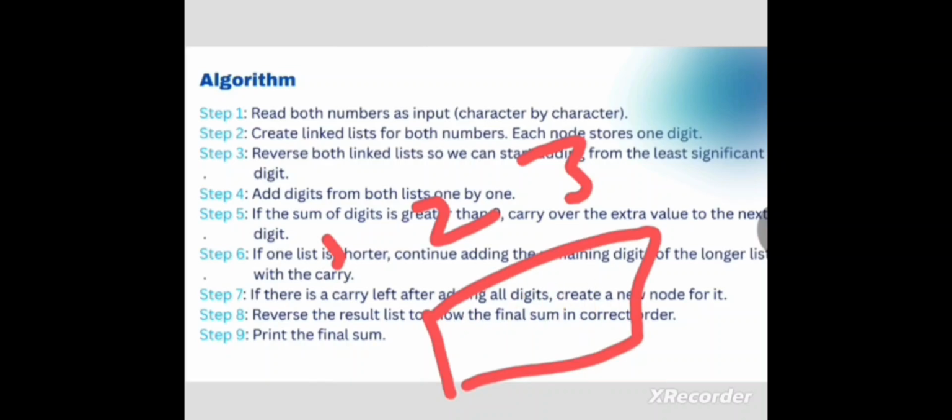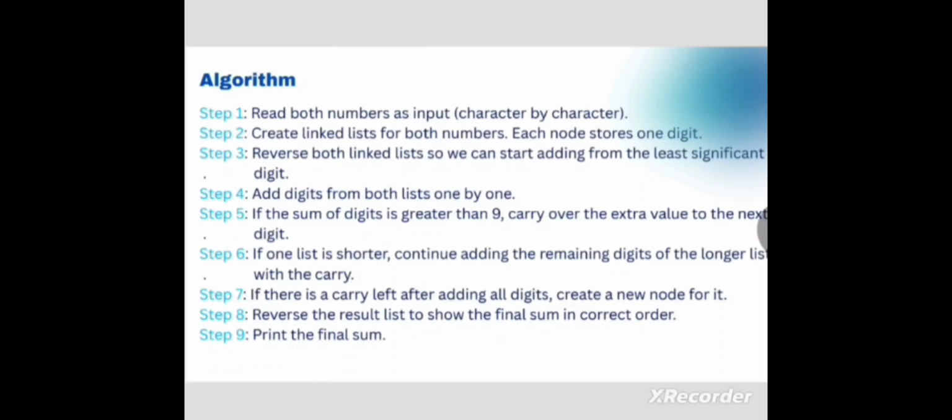In step 3, reverse both linked lists so that we can start adding from the least significant digit. This allows us to start addition from the least significant digit, that is the rightmost digit, just like we do in manual addition. Now, as we have taken 1, 2 and 3, this becomes 3, 2 and 1.